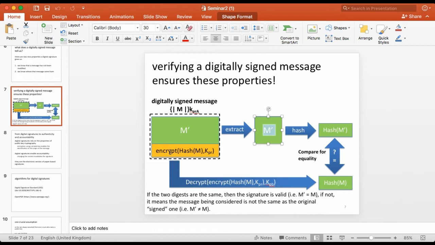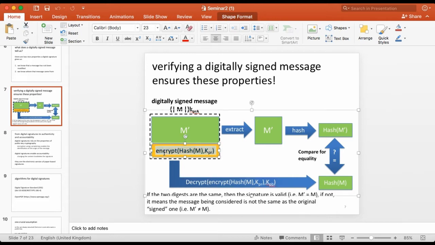we extract the signature itself, which is an encryption of the hash of the original message. We then take the public key that we believe corresponds to whoever we think would have signed this message. So we take that public key KPB and we use it to attempt to decrypt this encryption.